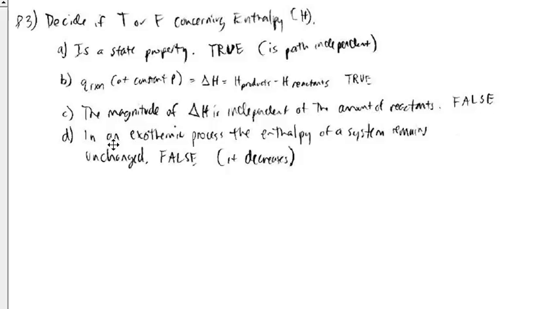And they ask, in an exothermic process, the enthalpy of a system remains unchanged, and that is not true. If it's an exothermic reaction, the system will release energy, therefore this is false. Energy should be released.